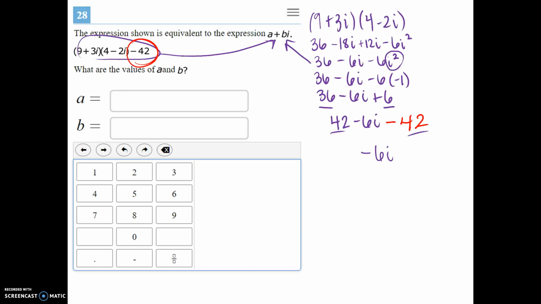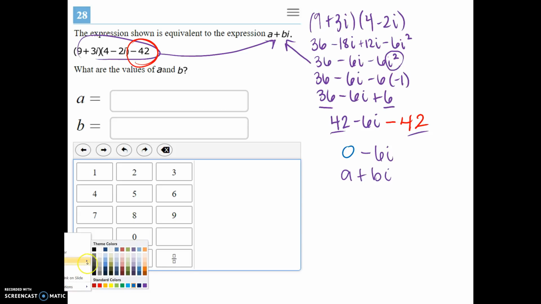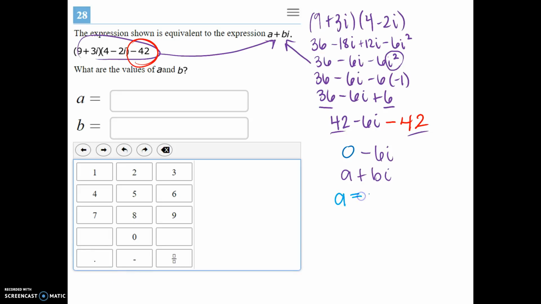Now that doesn't really look like my a plus bi form. But if there isn't anything in front of the negative 6i, then that really means that we've got a 0 there. So it looks like, if I change my color here again really quickly, a equals 0 and b equals negative 6.